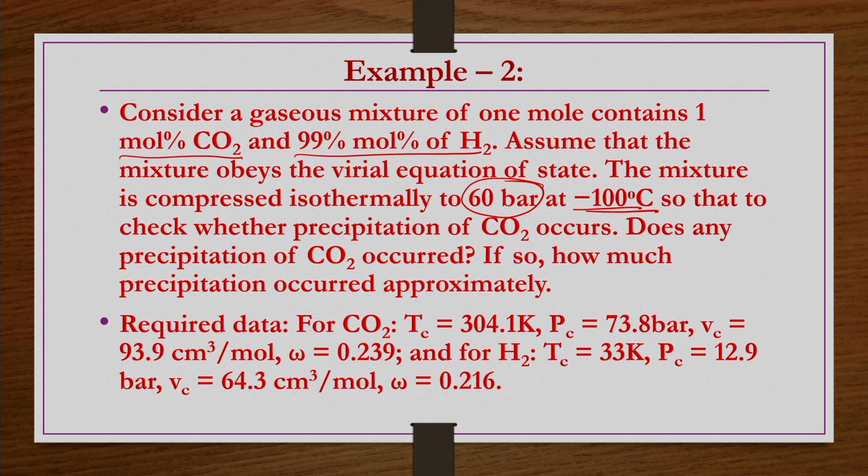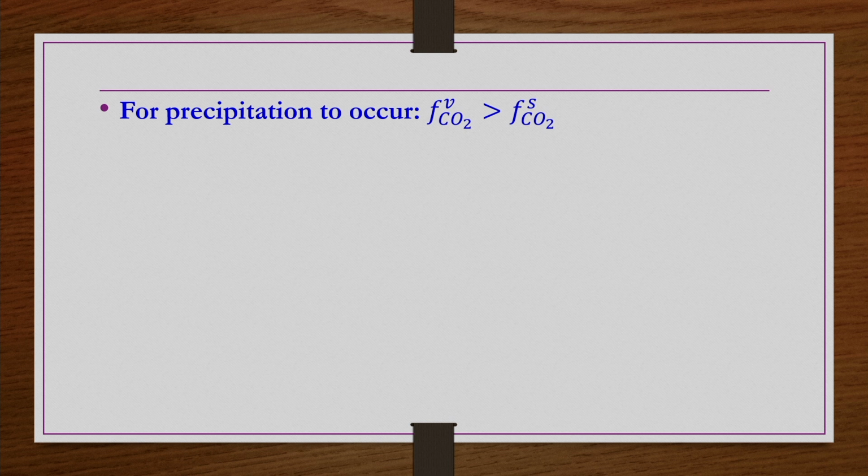So, we have to use the virial equation of state, and the corresponding fugacity expression we have to obtain, because the virial coefficients are not given. In this problem, Tc, Pc, Vc for both components are given, and omega also for both components. So, using the correlations that we have seen in one of the previous lectures, we will find the virial coefficients, and those virial coefficients would be used in the ln phi i expression that we derived today for the virial equation of state. So, for precipitation to occur, what should be the condition?